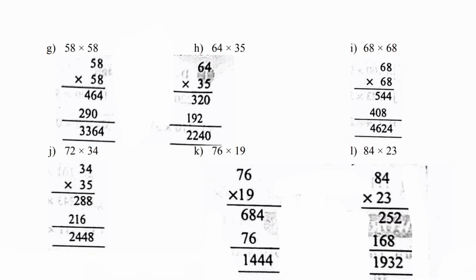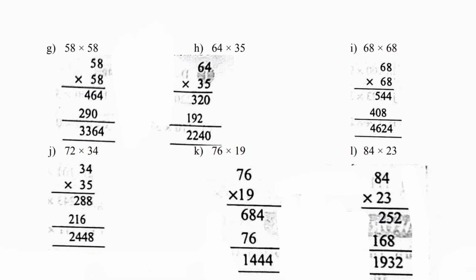Let's check the next number, that is 72 multiplied by 34. So 72 multiplied by 34 is 2448. Next number is 76 multiplied by 19. If you do the multiplication, you will get the answer as 1444. Let's see the last one, guys. Here the multiplication is 84 multiplied by 23.